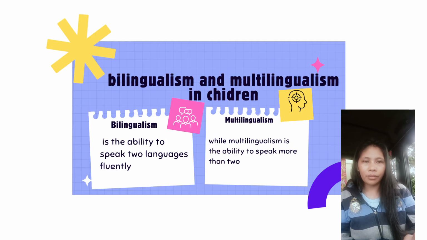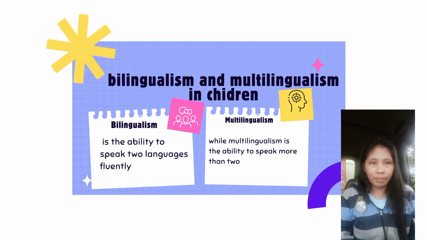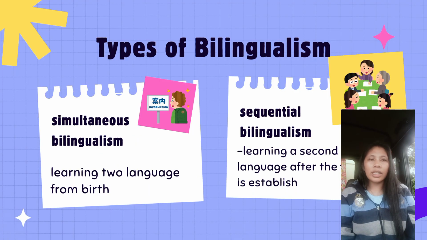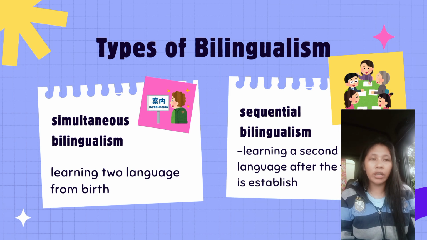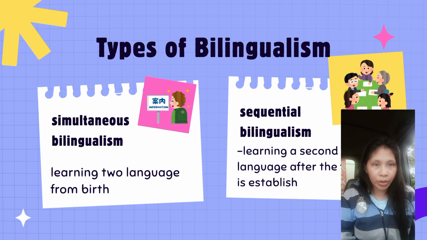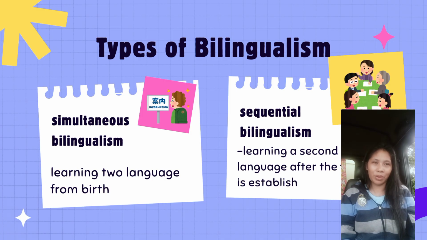Now there are two types of bilingualism. First, simultaneous bilingualism, which is learning two languages from birth. This may be possible if a child encounters two languages upon birth.